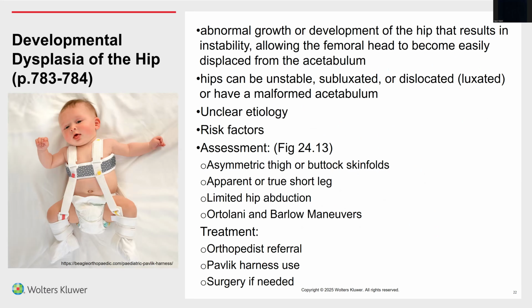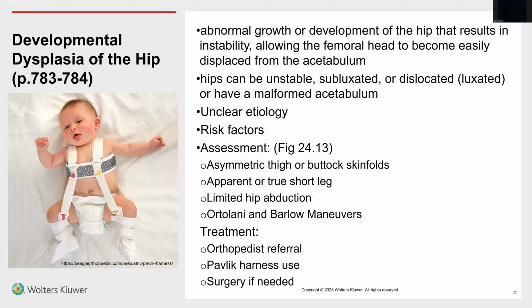Developmental dysplasia of the hip is an abnormal growth or development of the hip that results in instability and allows the femoral head to become easily displaced from the acetabulum. Early diagnosis and treatment can help prevent long-term complications such as persistent dislocation and early hip osteoarthritis. So these little ones can have hips that are unstable, subluxated, or dislocated, or even have a malformed acetabulum.